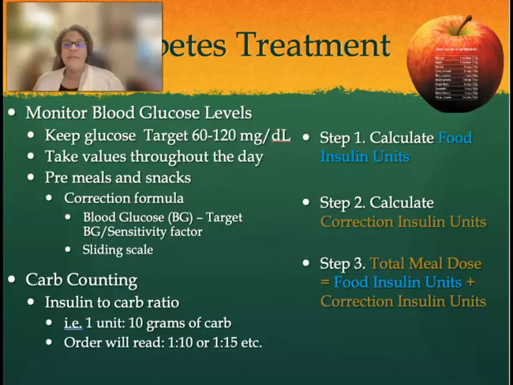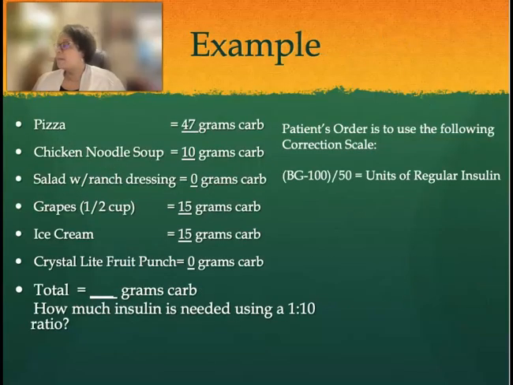All right, let's go through the steps. Step 1 is you need to calculate the food insulin units. Step 2, calculate the correction units and then add them together. I think it's best if we just go through it. I'm actually going to jump ahead just a second and then I'll come back to it.